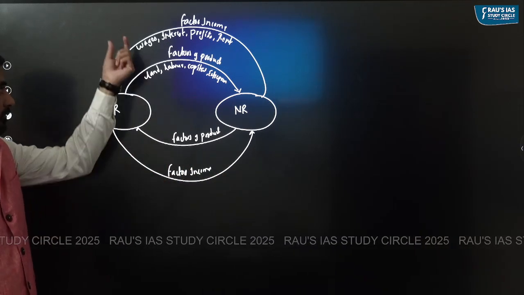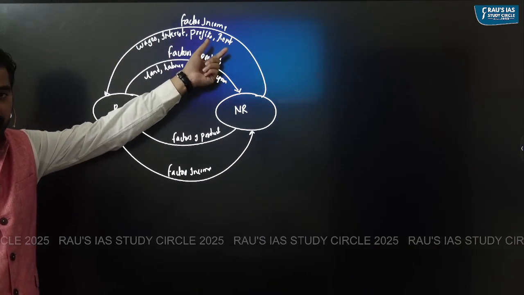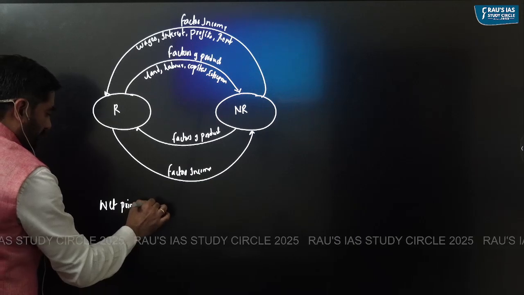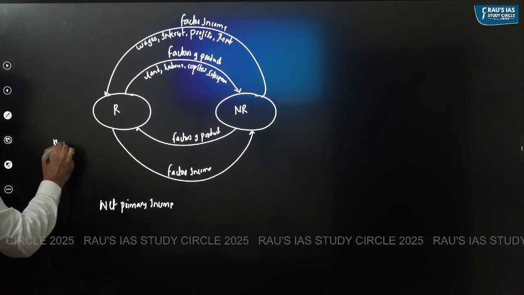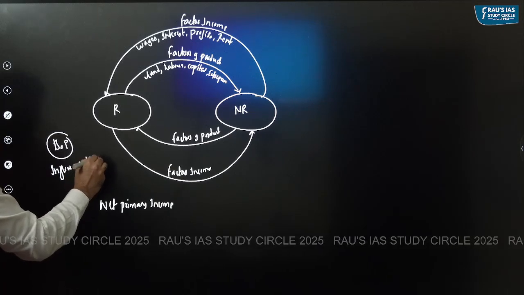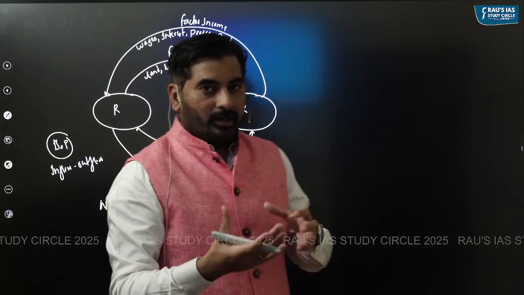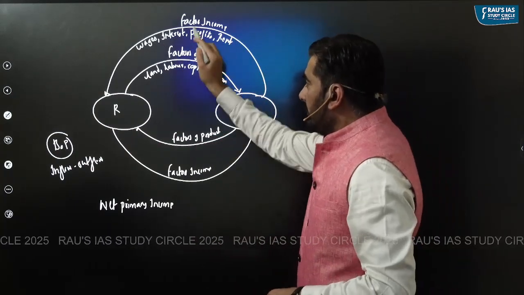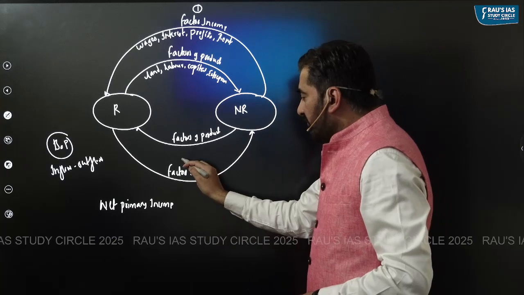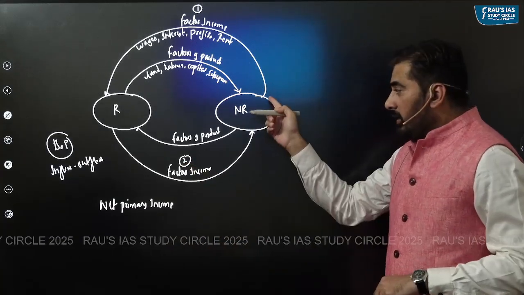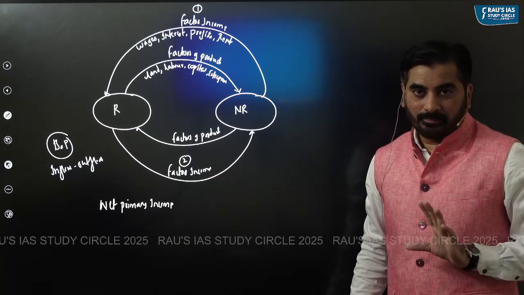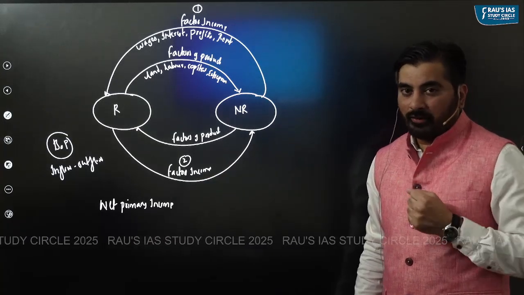So the factor income for them would be once again in the form of wages, interest, profit, and rent. If we want to calculate net primary income, remember I told you in BOP, whenever you want to calculate any component of BOP, it is always inflow minus outflow, right? So how do you calculate net primary income? Inflow minus outflow, which means the factor income earned by residents from non-residents minus factor income earned by non-residents from residents. That is how you'll calculate the net primary income. Clear? So this is how primary income is calculated.